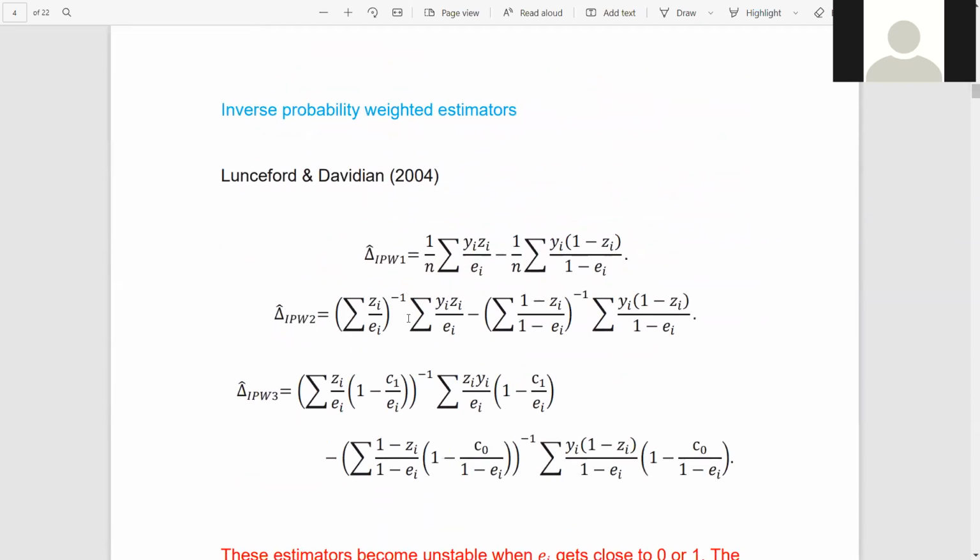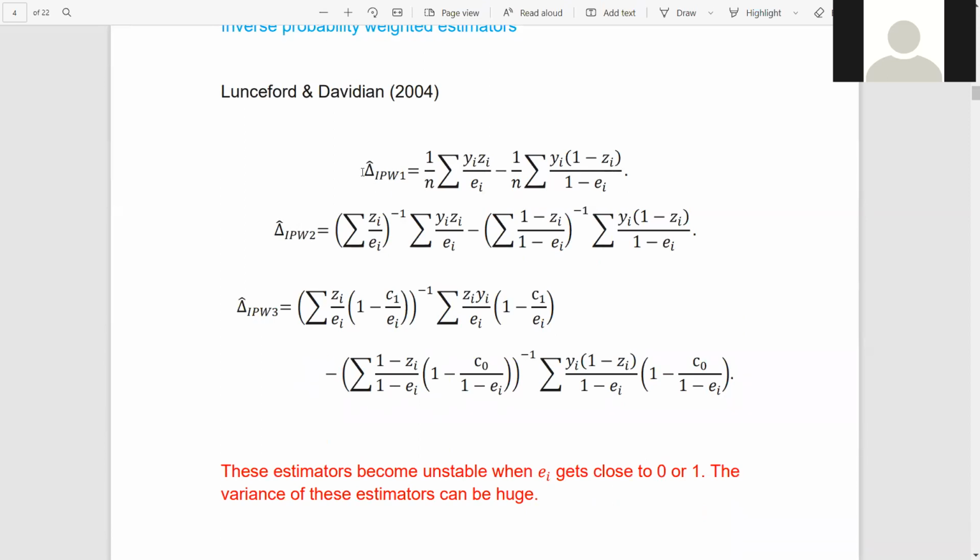Now I'm just going to talk about the 4 inverse probability weighted estimators we're going to deal with in this talk. They're from this Lunceford and Davidian 2004 paper, which I found to be a truly wonderful, amazing paper. In fact, I learned 90% of what I know about propensity score from this paper. Here we have 3 inverse probability weighted estimators. This is the first one, this is the definition.